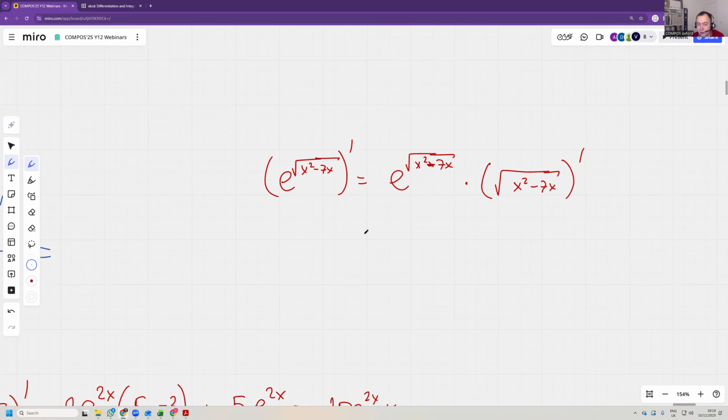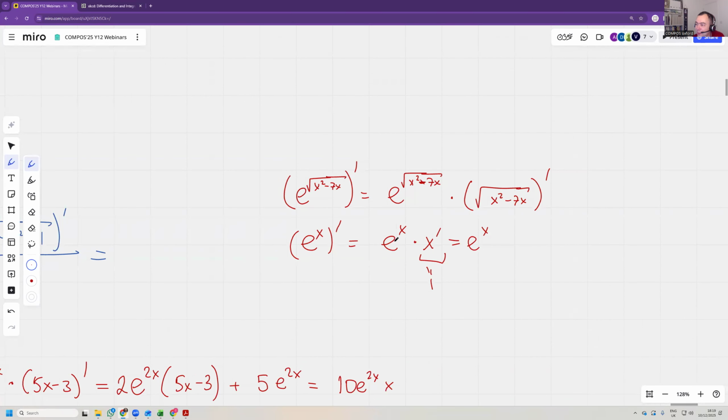So if the power is not x, you always use it. But even if the power is x, you can still use that rule. It's e to the power x multiplied by x dash, but x dash is 1, so it's just e to the power x. So yeah, it works either way.